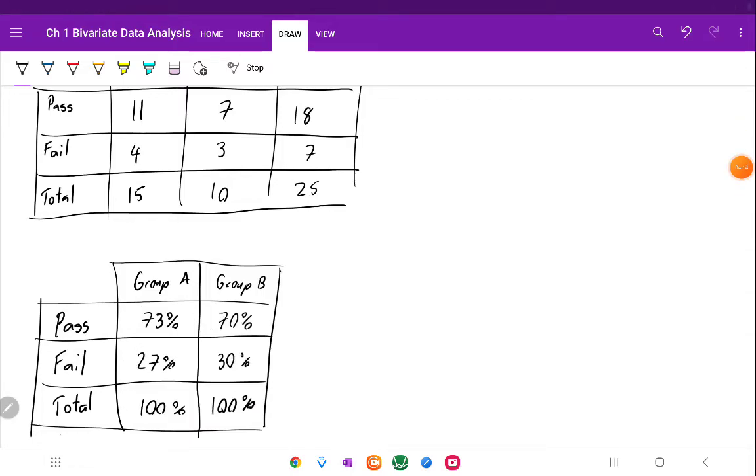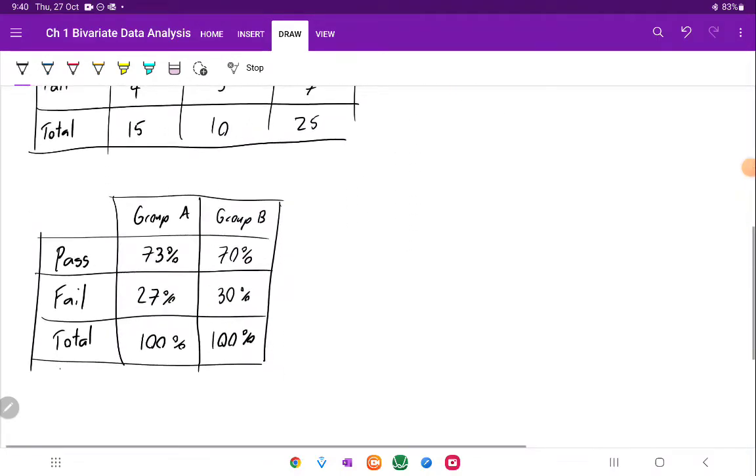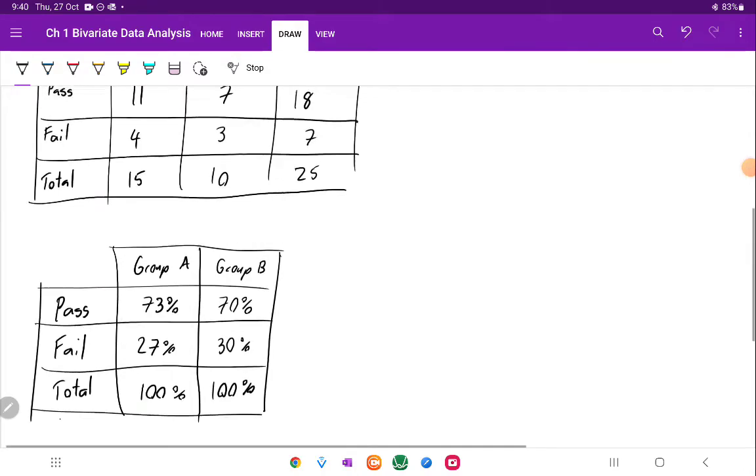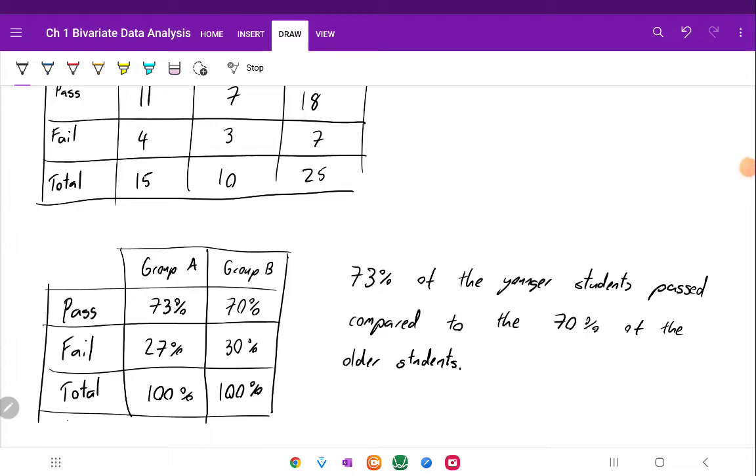Alrighty, so there is my percentage two-way table. So is there an association between age and passing? Well, Group A, who were the younger group, actually passed a little bit better. They actually passed by 3% more than Group B. And so then you can see the opposite is true for failing. 3% less of the younger group actually failed than the older group. Alrighty, so 73% of the younger students passed compared to 70% of the older students.